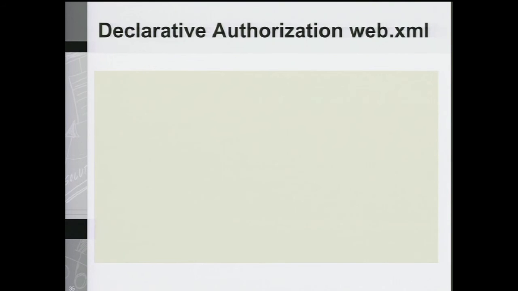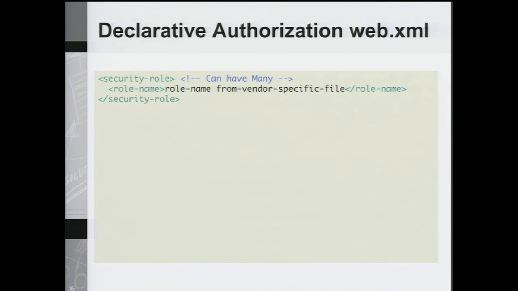Let's look at declarative authorization in web.xml. First, the foundation for any authorization is being able to define the roles. The declaration or definition of the roles happens in web.xml using the security-role and the role-name tags. So you specify a list, basically an enumeration, of all the roles supported by your application in your web.xml. You can have as many as you want.